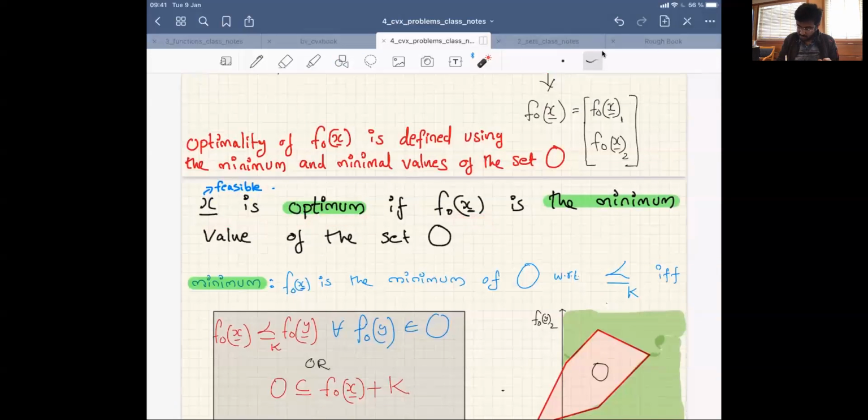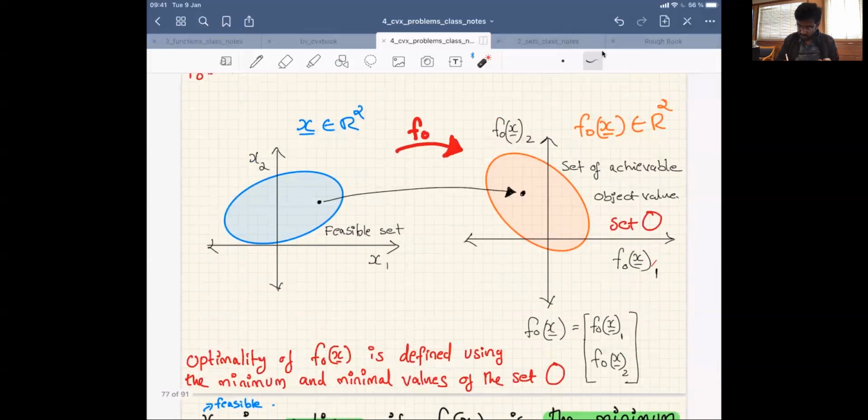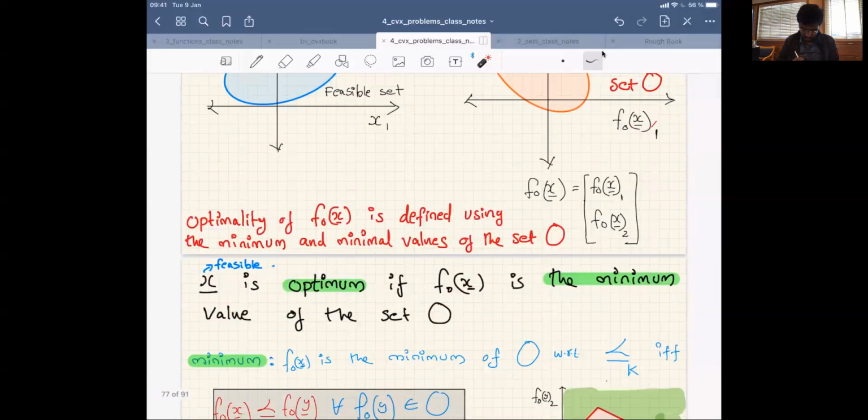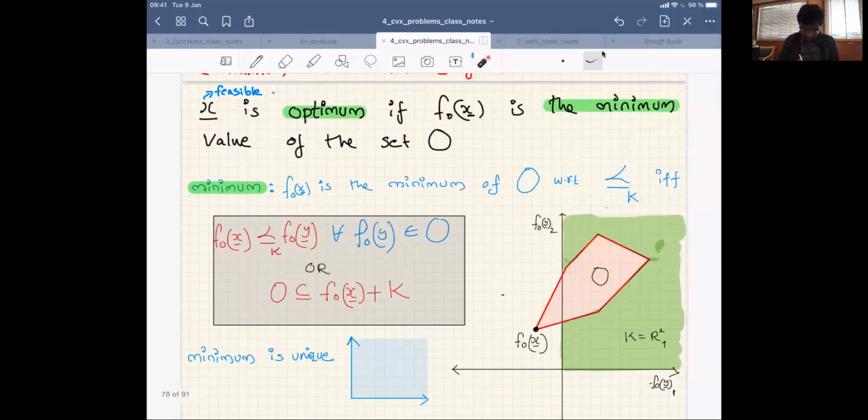A point x is optimum if f0(x) is the minimum value of the set O. So you have a set here. What is the minimum value? Let's say in this case the minimum doesn't exist, but let's assume that at this point f0(x) is the minimum of this set O. Then we call f0(x) the optimum value, and the corresponding x the optimum point. So x is optimum when f0(x) is the minimum value of set O. What is the minimum value? This we already saw.